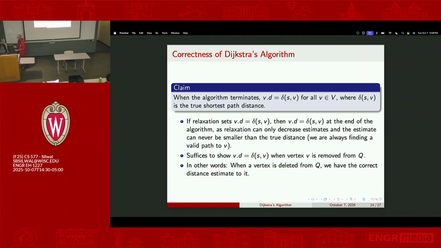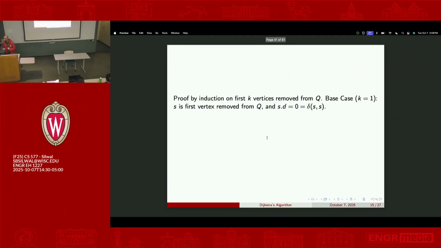So essentially, the proof is going to be the same. We're going to prove it by induction. Induction is really powerful. It's like you almost don't do any work and you get something for free. We're going to show by induction that every time a vertex is removed, we're going to have found the right answer for that vertex. The base case is obvious: I just pop the first vertex, S. It's at distance 0 from itself. There are no negative weights in the graph, so 0 is the best.